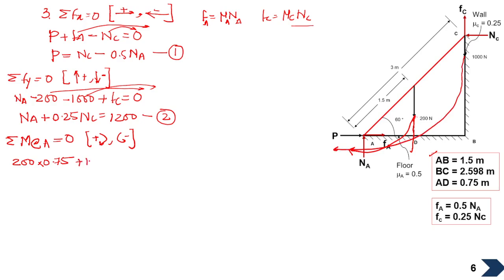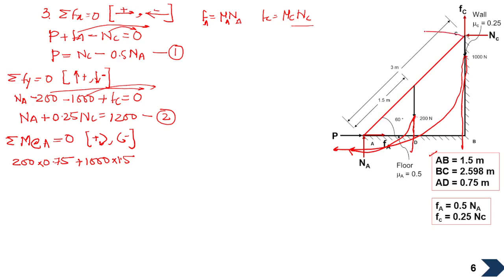Now the next force we'll take is 1000, because this 1000 will cause a clockwise moment at A, and hence this will also be positive. This 1000 is again acting vertical, and hence we'll take the horizontal distance AB as the perpendicular distance, which is 1.5. We have already calculated this.